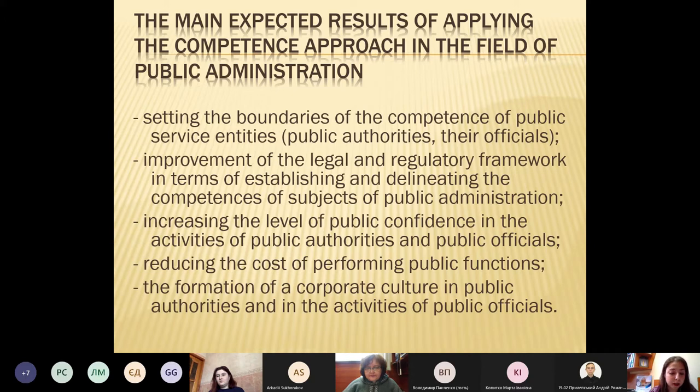Increasing the level of public confidence in the activities of public authorities and public officials. Recording the cost of performing public functions and finances. Formulating a corporate culture in public authorities and in the activities of public officials. Thank you for your attention.